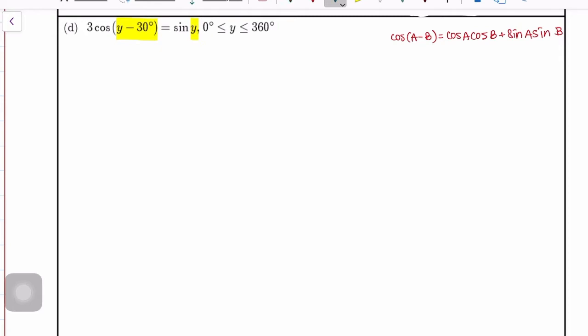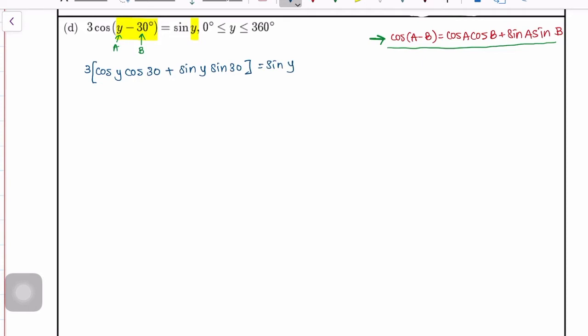So, here we will use this compound angle formula: cos(A minus B) equals cos A cos B plus sin A sin B. Then, y will be our A, and 30 will be our B. Okay, so masukkan dalam formula. 3 cos, kurungan dulu. So, cos y cos 30 plus sin y sin 30 equals sin y.